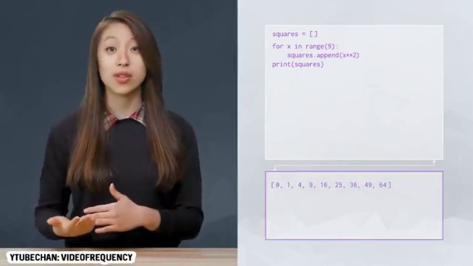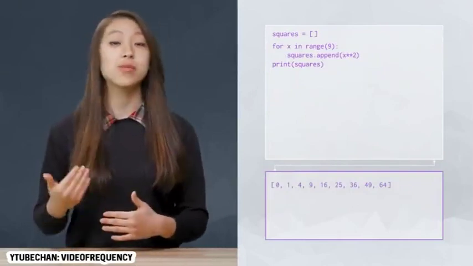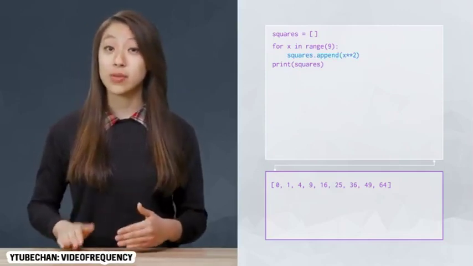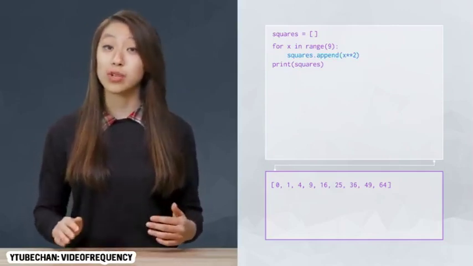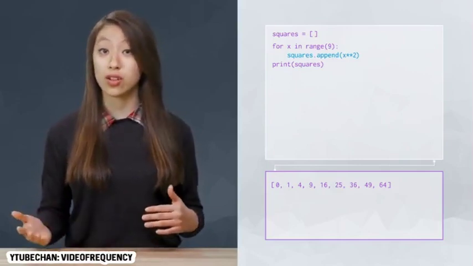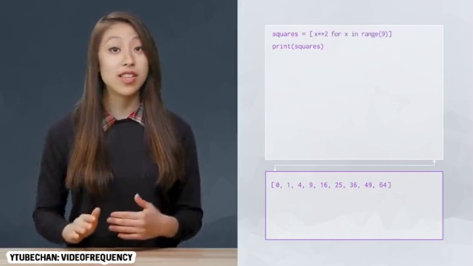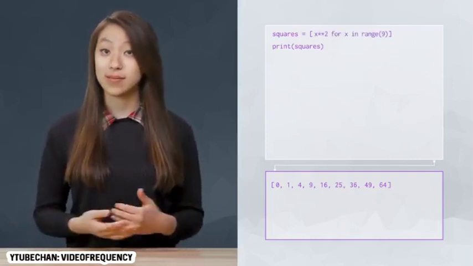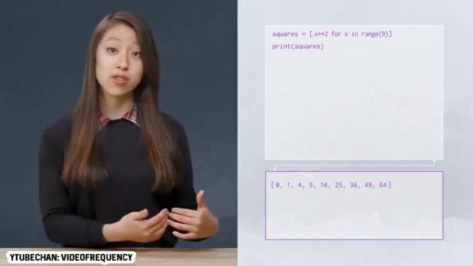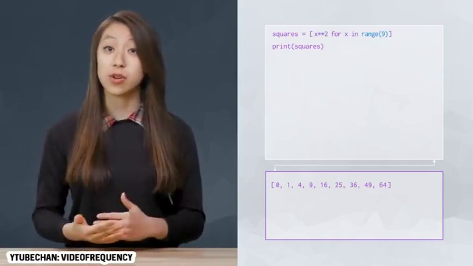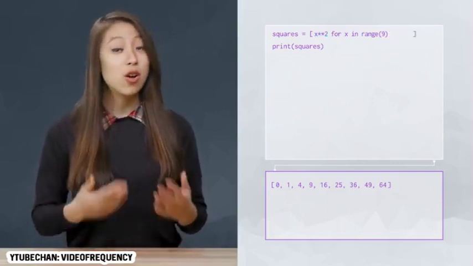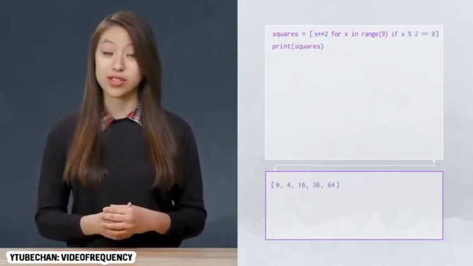Here's another example that creates a list of squares from 0 to 64. This line calls x to the power of 2 for every element in range 9 to create each element in the new list, squares. We can write this as a list comprehension like this. Again, we are just looping through each element in this iterable and evaluating this expression to get each new element in our list. You can also add conditionals to list comprehensions.